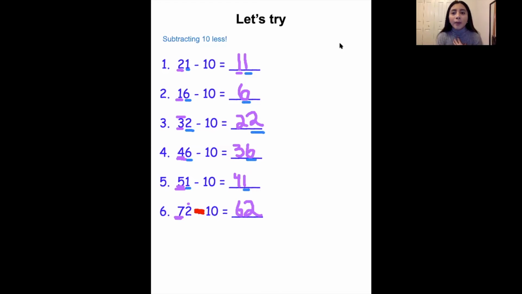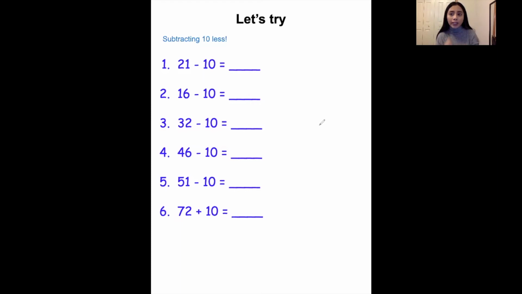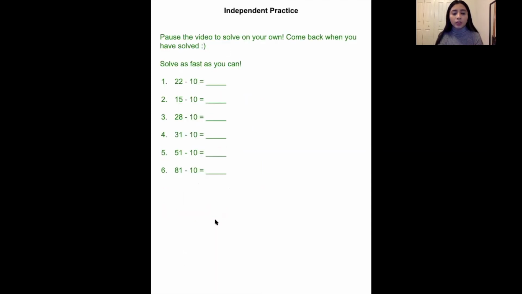So now I'm going to have you practice with your own problems, and I want to see, can you remember that when we take away 10, I simply take away 1 from the tens place to get my answer right away. So let's see if we can try it. So let's go to our next one. Okay, so you're going to pause the video to solve these on your own. When you're done, come back and then tell me if you solved as fast as you can.